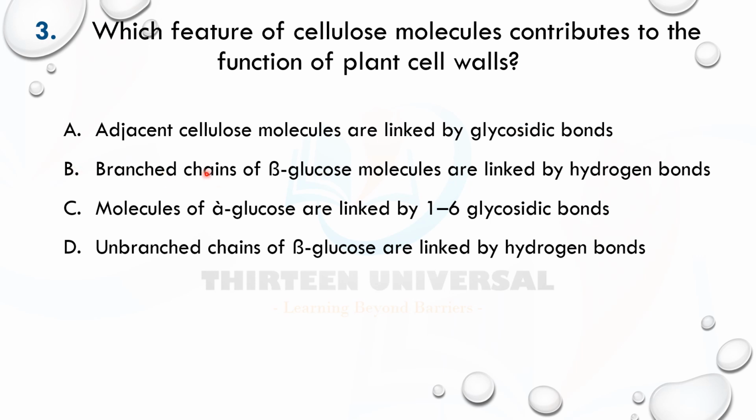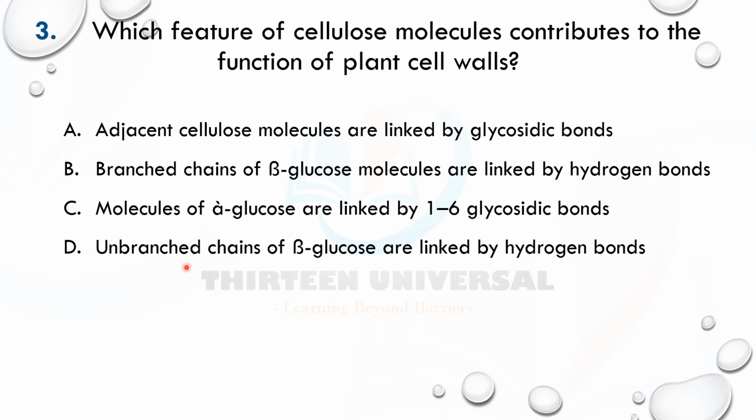B says branched chains of beta glucose. Now cellulose doesn't form branched chains of beta glucose. It forms unbranched chains, so that's wrong. C says molecules of alpha glucose. Now alpha glucose is not a monomer of cellulose, it's beta glucose, so that disqualifies it. So D looks like the answer.